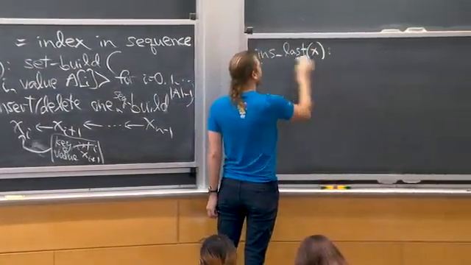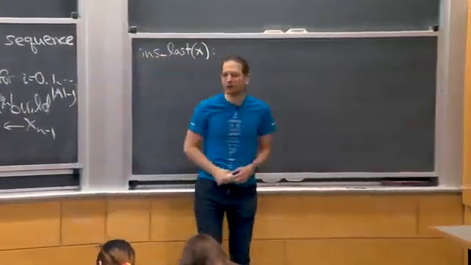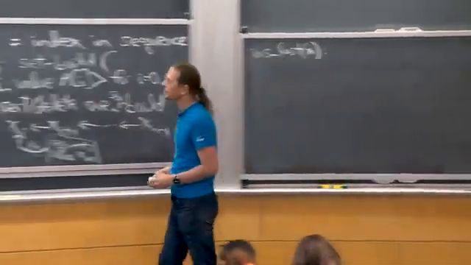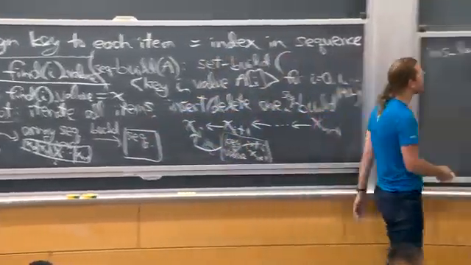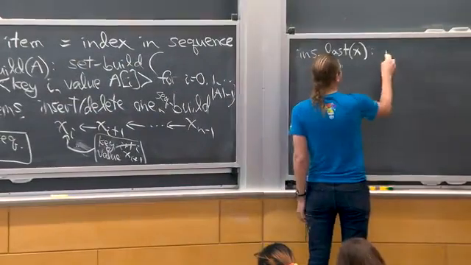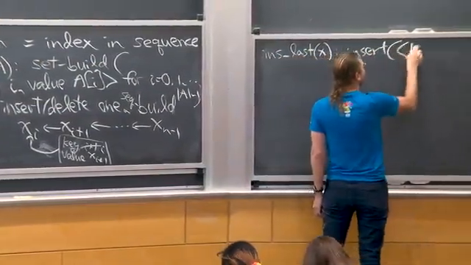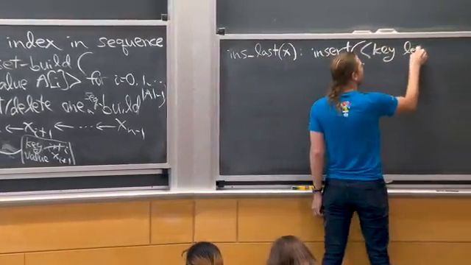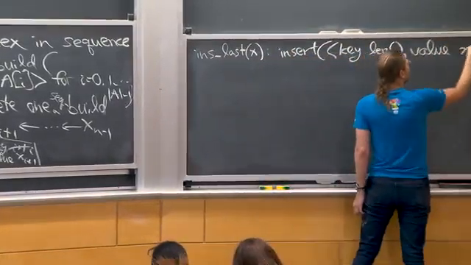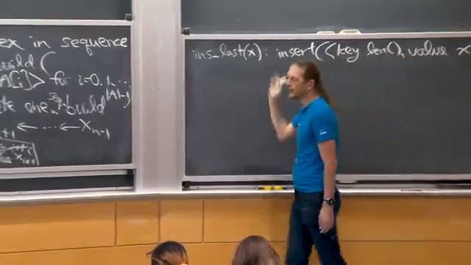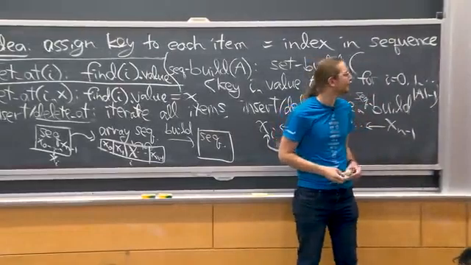We can insert last. So this is given an item x. We want to add it to the end of the structure. So that means its index is going to be equal to, because we started at 0, the current length of the structure. So let's just insert a new object, which has key equal to length, and it has value equal to x. We're done. Delete last, similar. Just delete the item with key length minus 1.